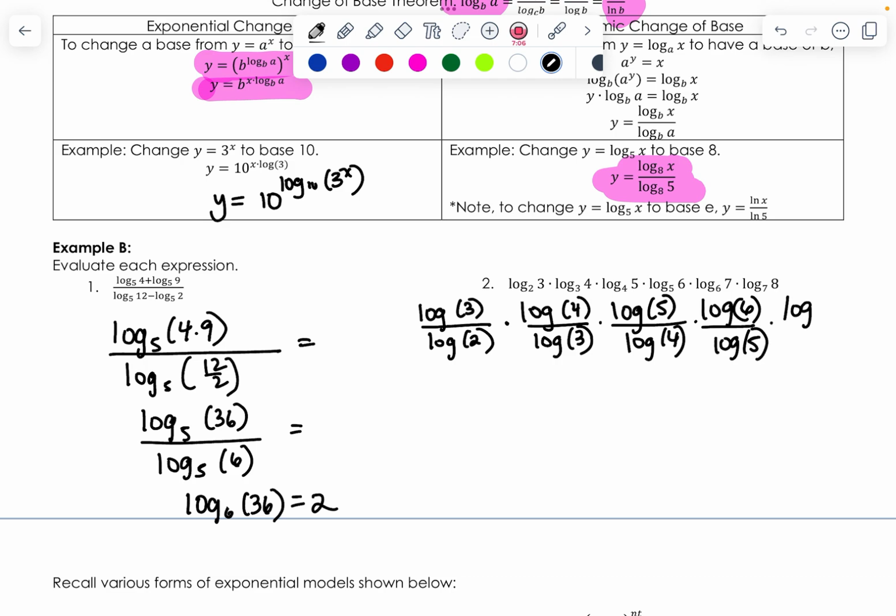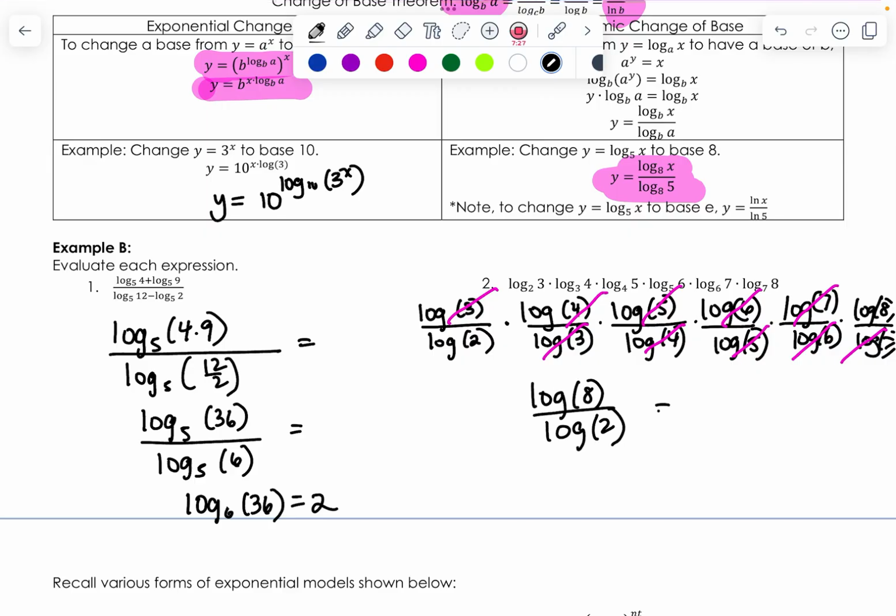And then hopefully you can see how much is going to cancel here. So those are all base 10s. Then watch. The 3s, the 4s, the 5s, the 6s, the 7s. And then what I'm left with is log 8 over log 2. And now I can use change of base. And that's 3. That's like really cool.